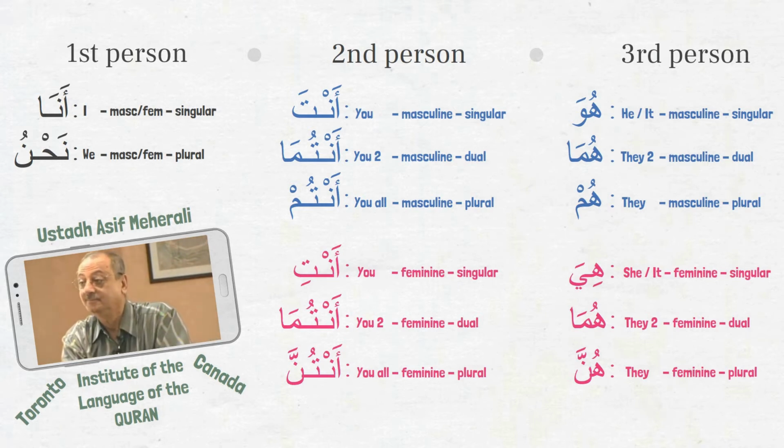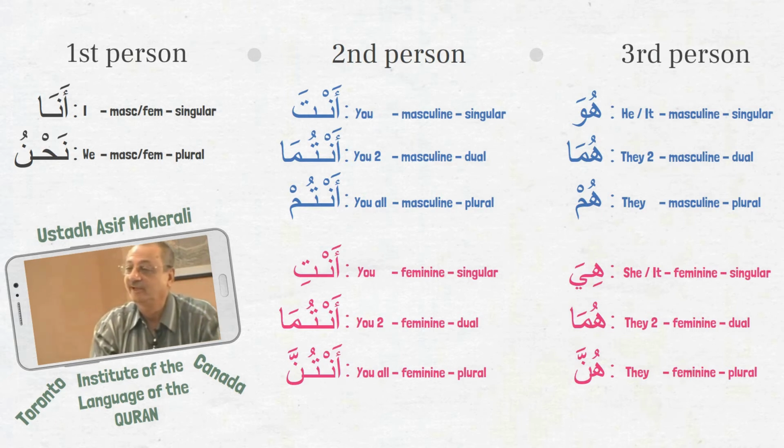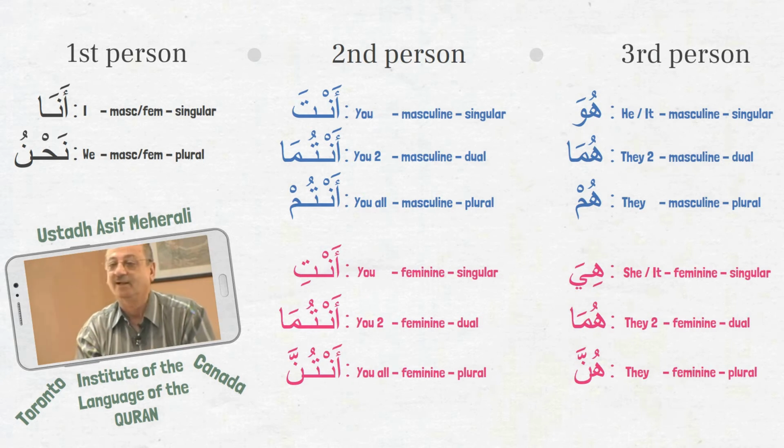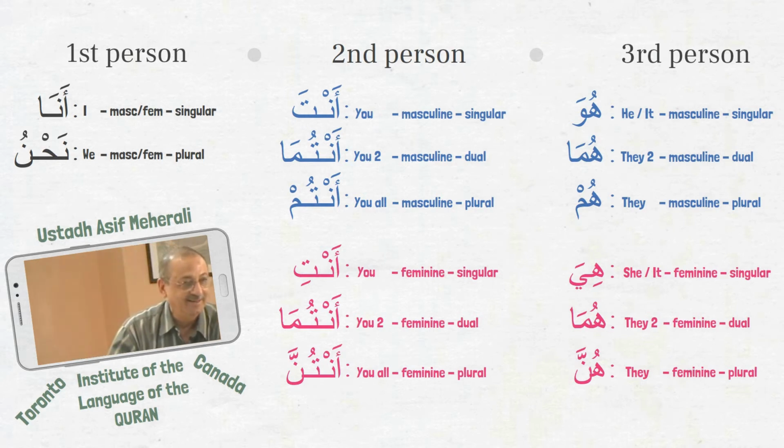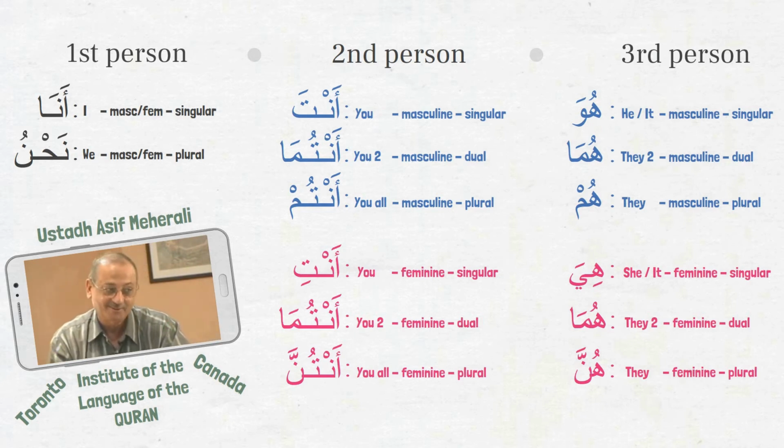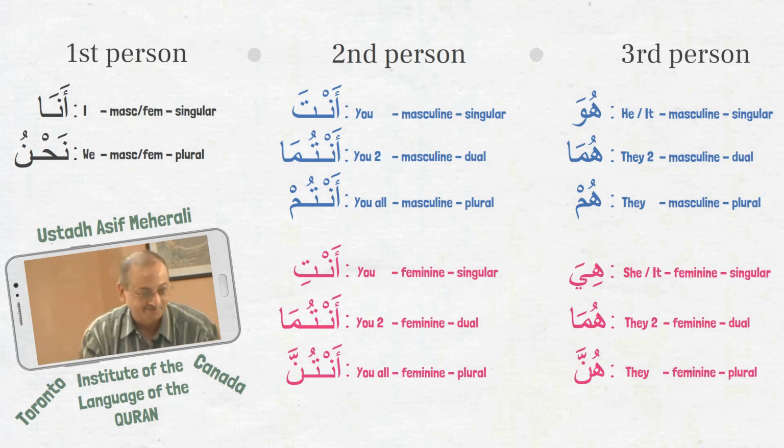Huwa huma hum, hiya huma hunna, anta antuma antum, anti antum antunna, ana nahnu, huwa huma hum, hiya huma hunna. If you want to sing with me, you are welcome to sing, brother.